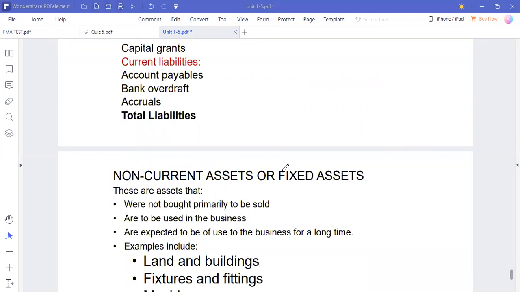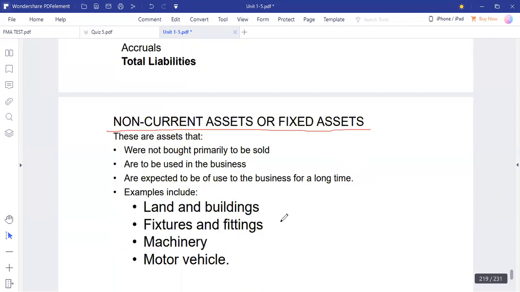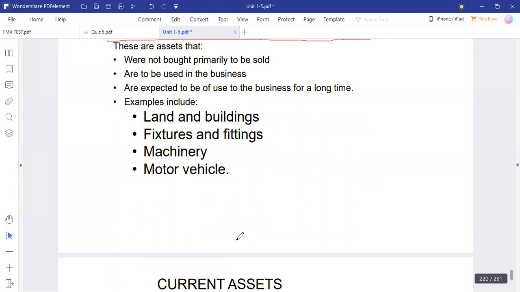Now, the non-current assets or the fixed assets, these are assets which are meant for use. They comprise what we call capital expenditure. They're meant for use in a business. These are to be used to generate sales or profit. Examples include land, buildings, fixtures, machinery, and motor vehicles.